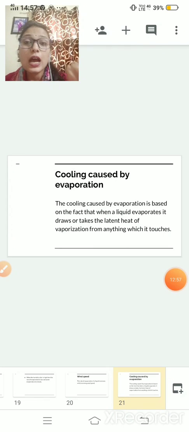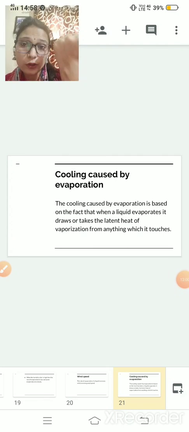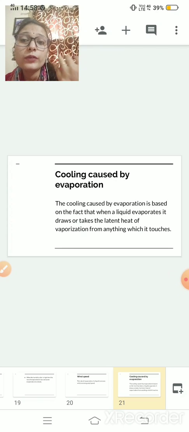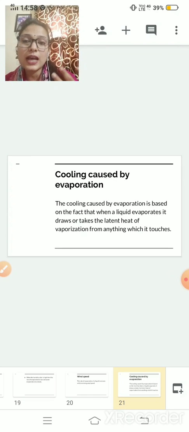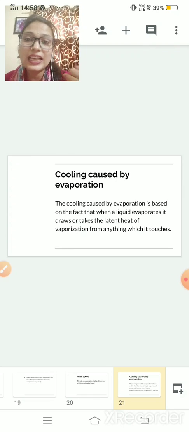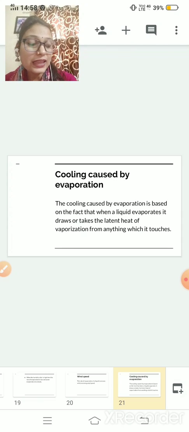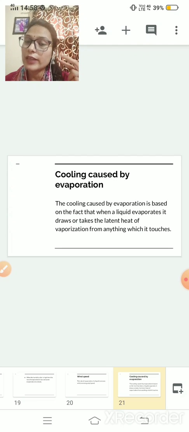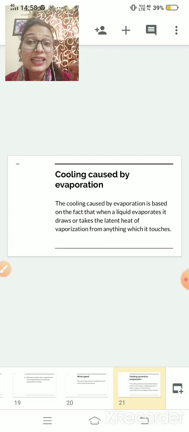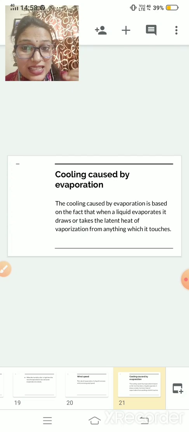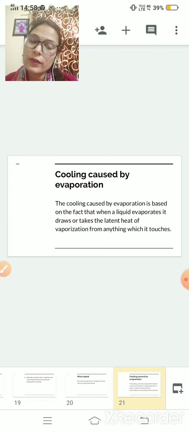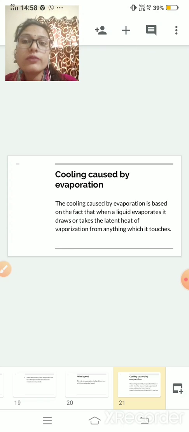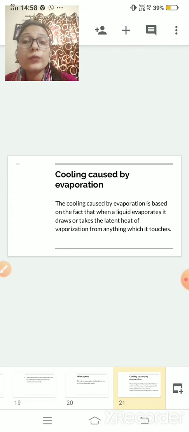When you put ethanol, or petrol, or acetone, or spirit on the back of your hand and wave it, after some time you will feel cool. Why? Because that ethanol and petrol take latent heat from your hand, and that liquid converts into vapor. If the liquid converts into vapor, the temperature will decrease. If the temperature decreases, you will automatically feel cool. So this is why you feel cool.